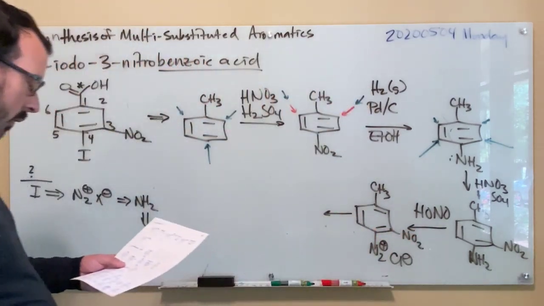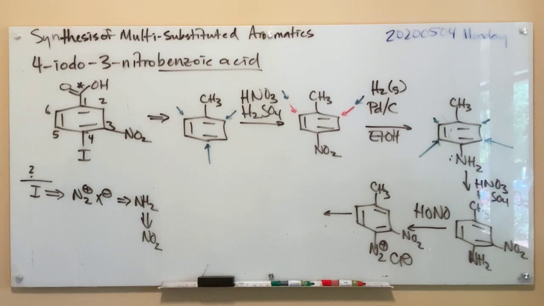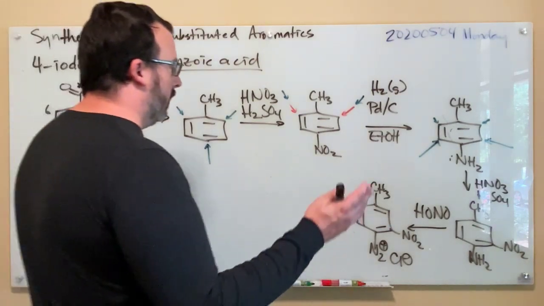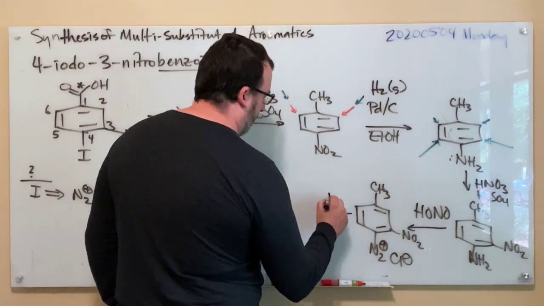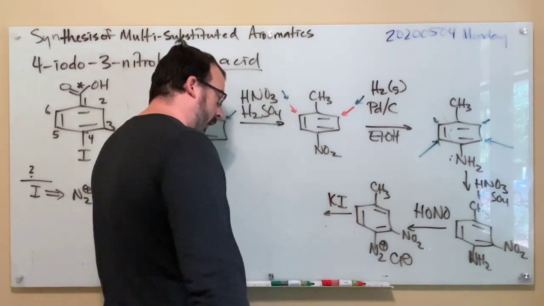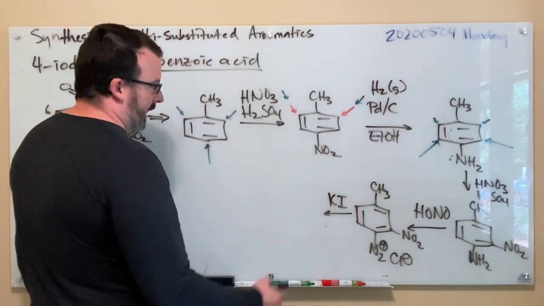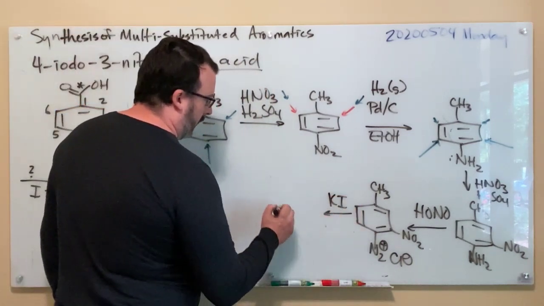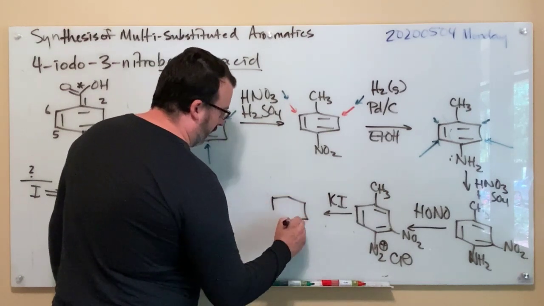Typically, like I said before, once you make the diazoniums, you make them and use them in situ. That means like right away in the pot. We'll dump in potassium iodide. That will do the substitution. Nitrogen gas will evolve.